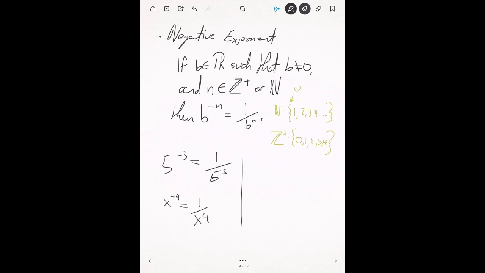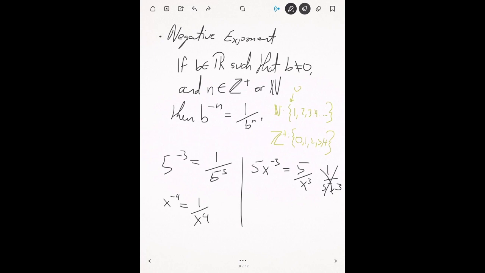Let's make it a little more complicated. What if I took 5x to the negative 3? This is going to be 5 over x to the third. It is not going to be 1 over 5x to the third. That is not the answer. The reason is, and we have to be careful, note that this negative 3 is only attached to the x. It's only working on the x. So that's why I move the x to the negative 3 on the bottom of the fraction bar.